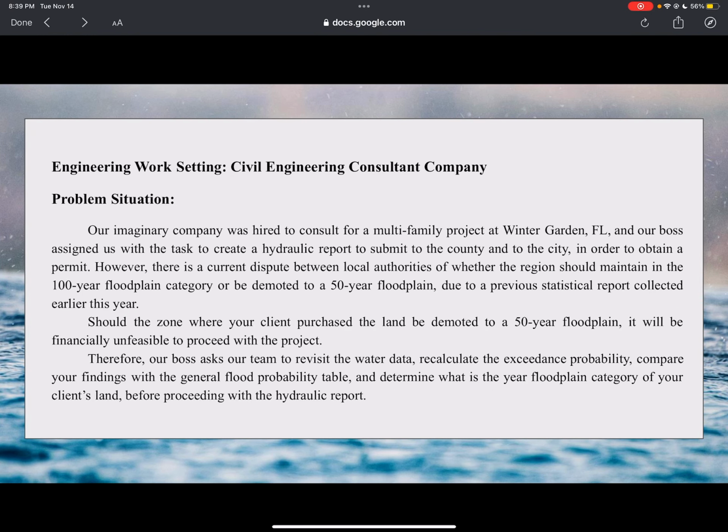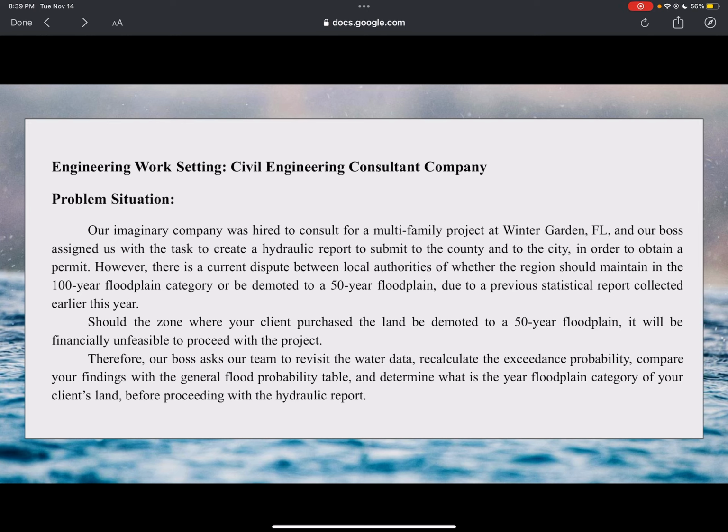So the scenario we chose for our project was in relation to civil engineering. Basically, we were hired to consult a multi-family project in the location of Winter Garden. Our objective was to create a hydraulic report on the area to be able to send it to both the county and the city to obtain the permit and to get the job started as soon as possible.